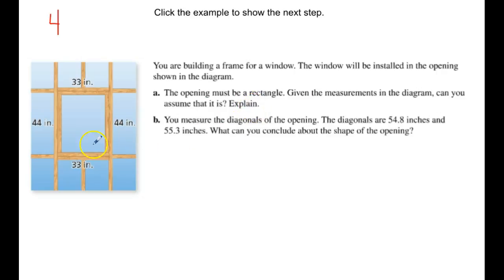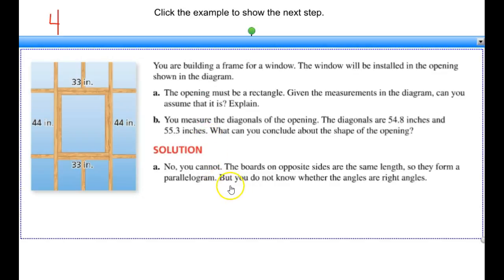And then explain. So the first thing I see is that my opposite sides are the same length. So that would lead me to think, yes, it's a rectangle. However, I don't know anything about the angle measurements, so I can't assume that this is a rectangle because I know nothing about these angles. So I can just say that, no, I know that it's going to be a parallelogram because my opposite sides are the same length, but I cannot guarantee that it's a rectangle.